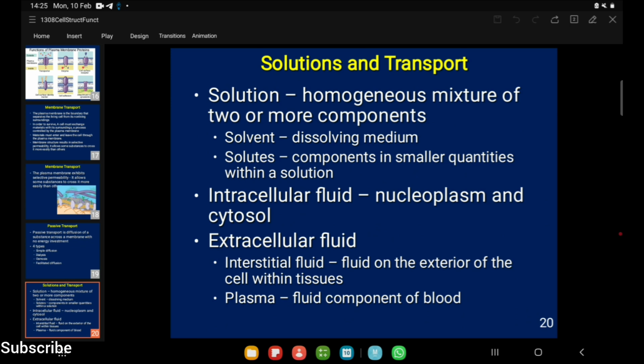Solutions and transport. A solution is a homogeneous mixture of two or more components. It can include solvent and solutes. Solvent means the dissolving medium and solute means the component in smaller quantity within a solution. Next is the intracellular fluid, which includes nucleoplasm and cytosol. And extracellular fluid includes interstitial fluid and plasma. Interstitial fluid is the fluid on the exterior of the cells within the tissues. Plasma is the fluid component of the blood.